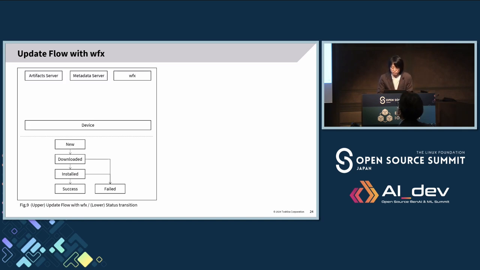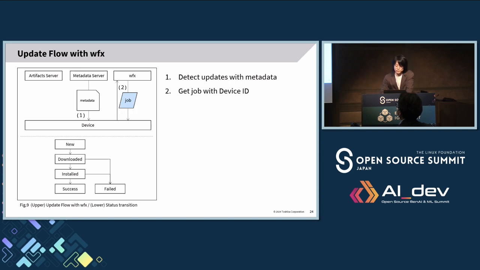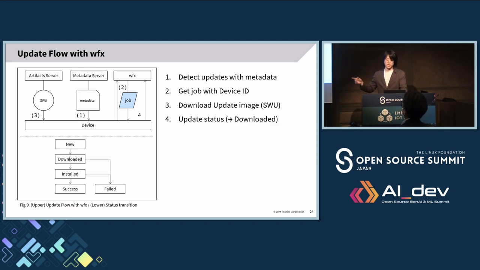Here is how the workflow goes. First, update detection using metadata, just like in a standard workflow. And then we get the job using the device ID. And after that, the device downloads the SWU file. Through this process, WFX updates the status as downloaded.